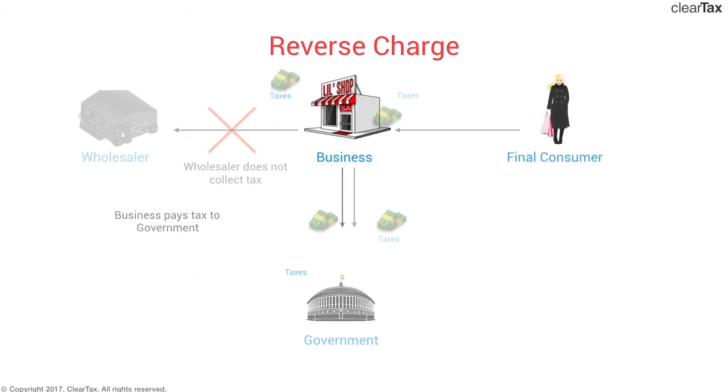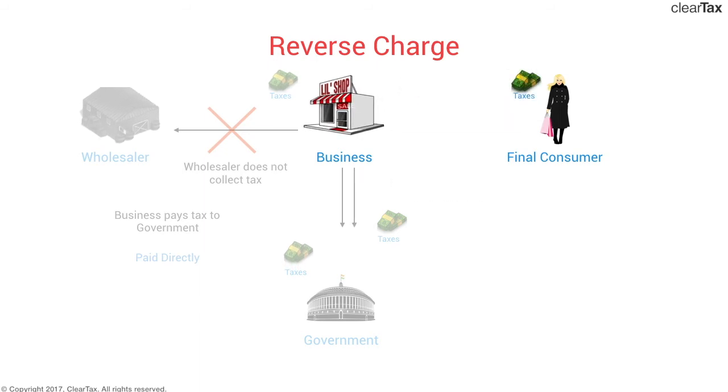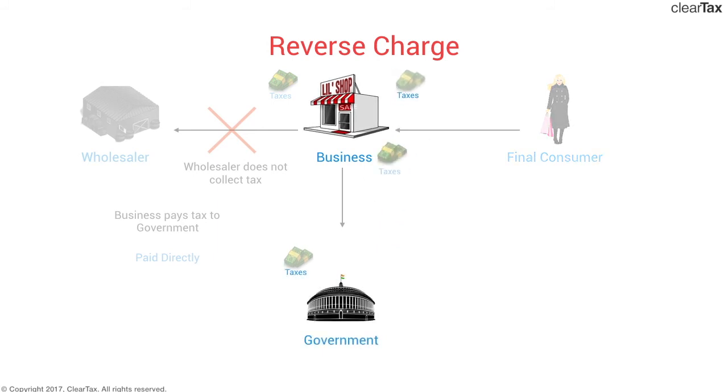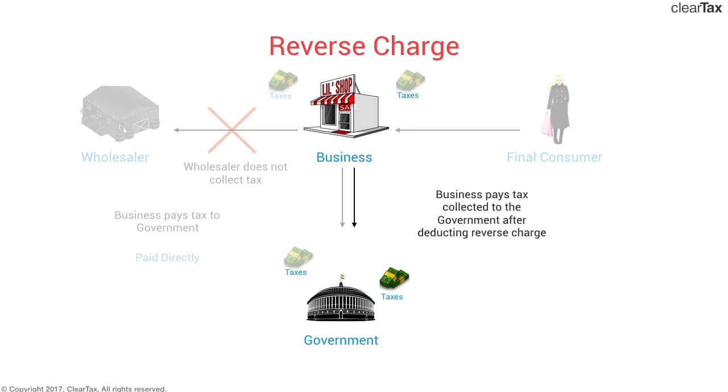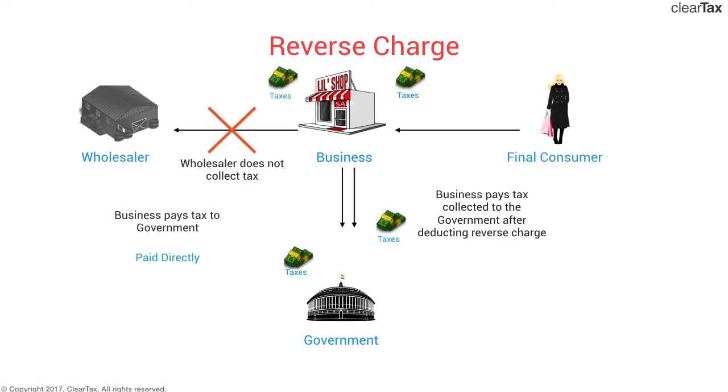Now in the next stage, where the business sells goods to the customer and collects tax from the customer, in this stage, for paying output tax to the government, the business can set off the reverse charge paid. That is, the business can claim input tax credit on the reverse charge actually paid.